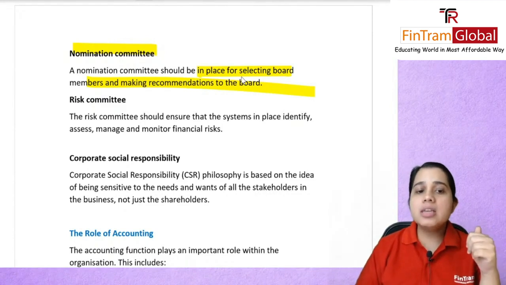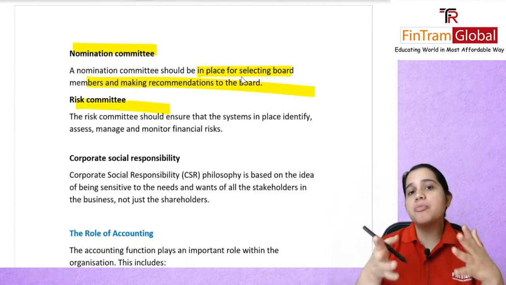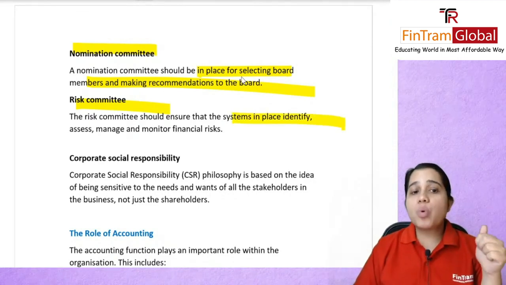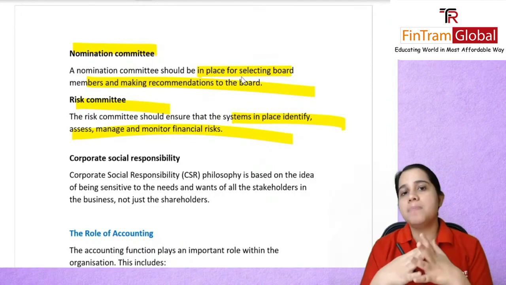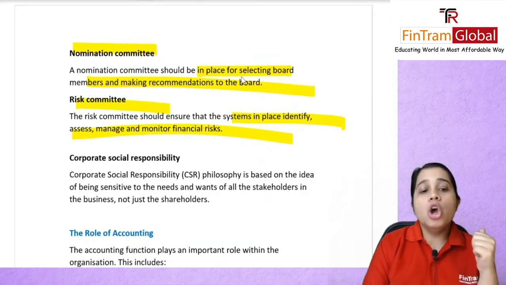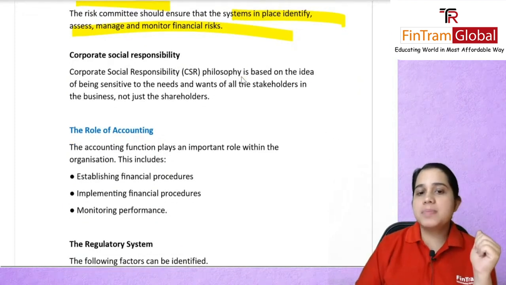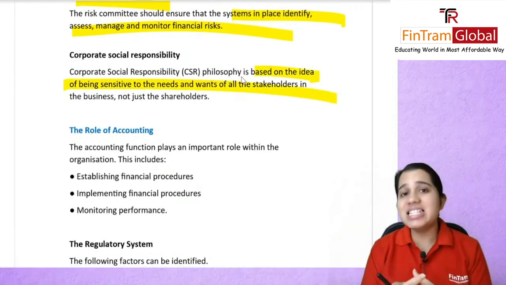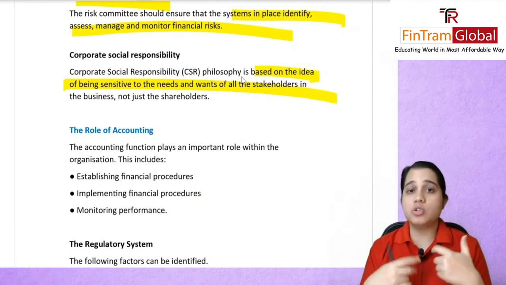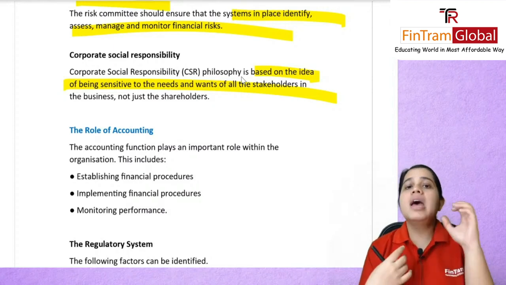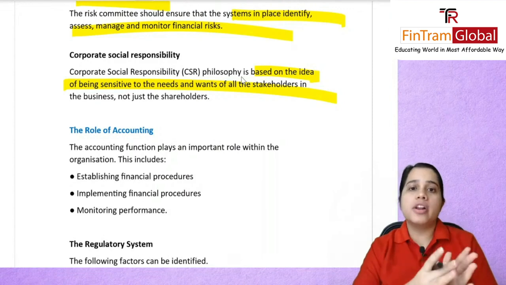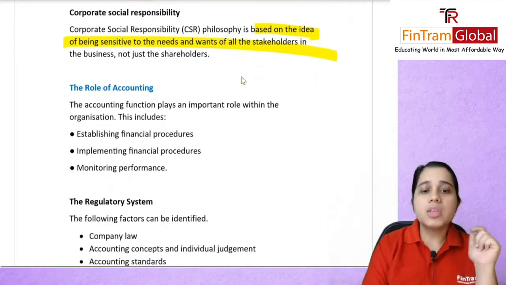You have your risk committee. If you have it, great. Otherwise, the work of the risk committee is done by the audit committee. This will ensure that systems are in place to identify, assess, manage and monitor financial risk. Corporate social responsibility is based on the idea that you need to be sensitive to the needs of the other stakeholders and not just your shareholders. So it is your responsibility as an organization to focus on the other stakeholders too, and not just say, all right, I'm working only for my shareholders.